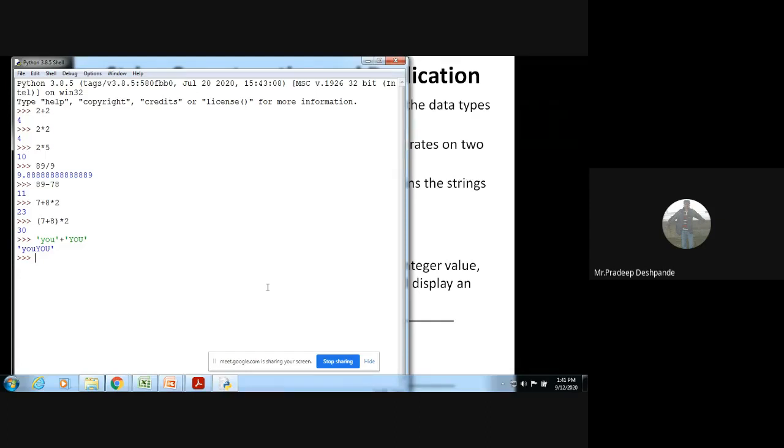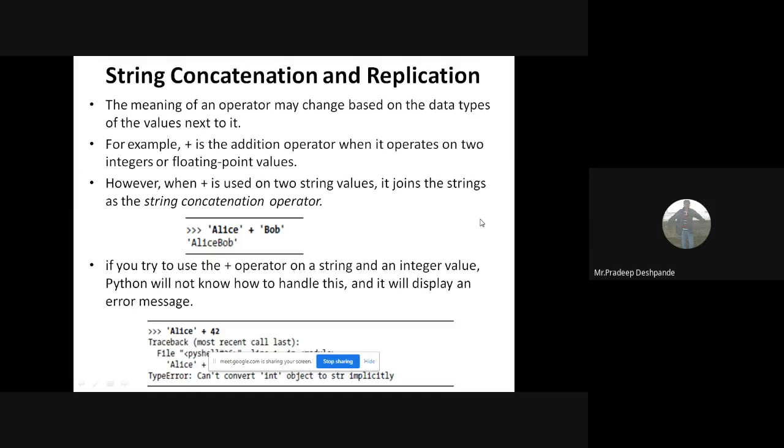Okay, but you cannot combine two different data types. For example, you cannot have U plus 23. You will get the error for this because we cannot combine string and integer. Okay, we cannot combine string and integer. So we will get the error. That is what is mentioned in this particular slide.